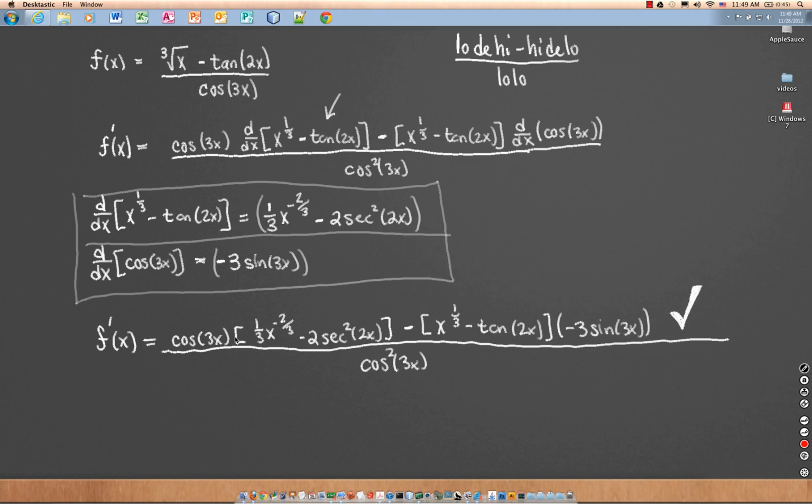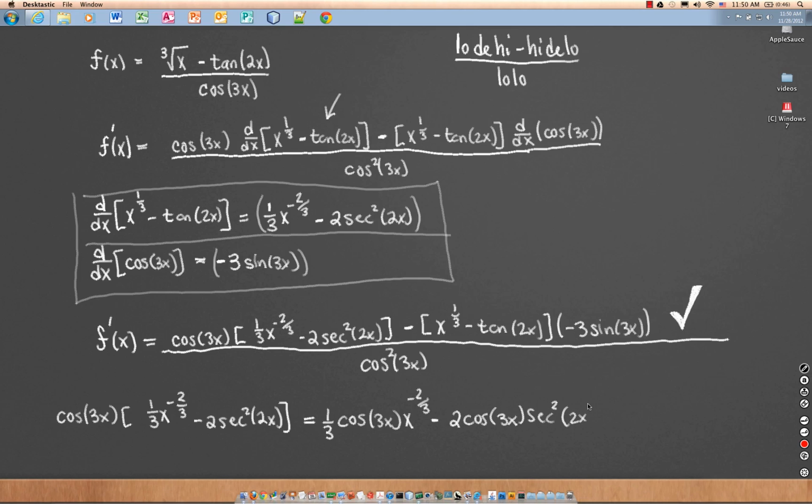Let's go ahead and let's distribute this separately. So I'm going to write the cosine of 3x times 1/3 x to the negative 2/3 minus 2 secant squared of 2x, and I'm going to distribute the cosine, so this becomes cosine of 3x. The 1/3 comes out front, x to the negative 2/3 minus 2 cosine of 3x secant squared of 2x.